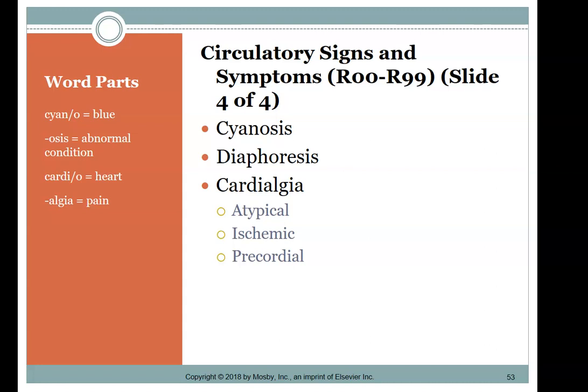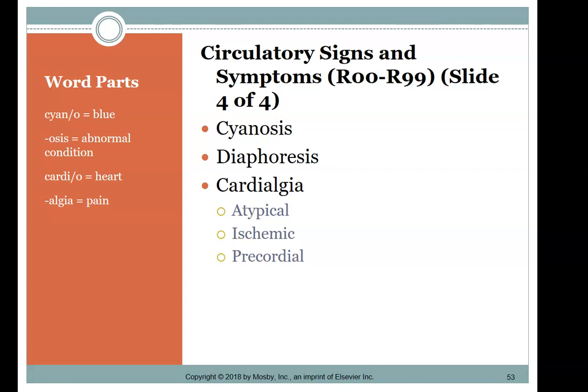Then you've got cardialgia. So cardialgia is heart pain that is best described as atypical or ischemic. Atypical pain is a stabbing or burning pain that is variable in location and intensity and unrelated to exertion. Ischemic pain is pressing, squeezing, or weight-like cardiac pain caused by decrease of blood supply that usually only lasts a minute or so. And if it's specified as precordial pain, that's pain in the area over the heart.